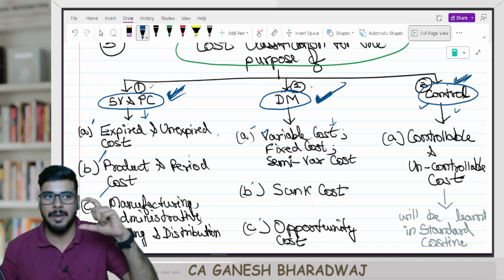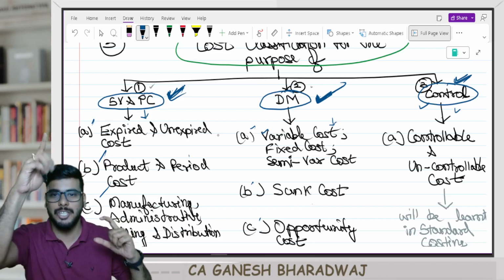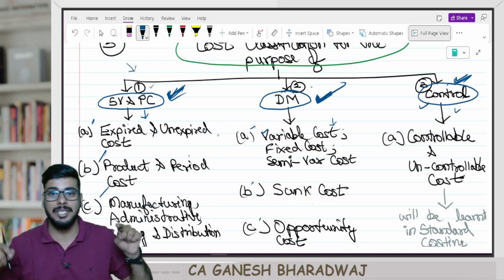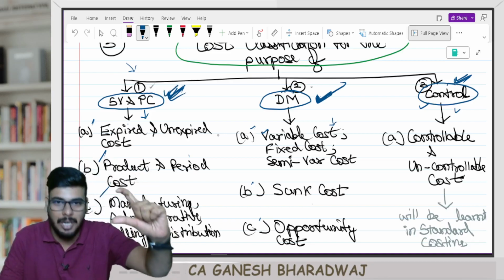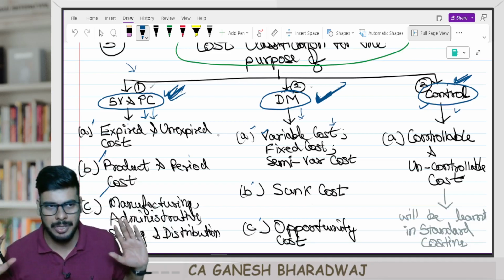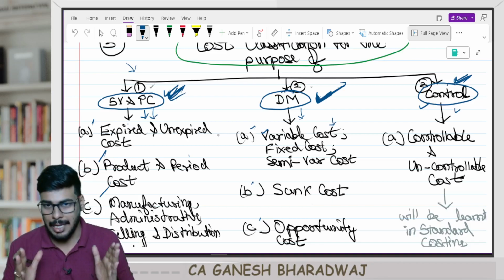That's why every time I take a concept, I will tell you what is the objective. I will redirect you to this particular tree, this particular branch, and I'll tell you, since this is the objective we are going to achieve, you look at cost from this perspective. If this is the objective we are going to achieve, look at cost from this perspective, and so on. Are you clear with this? Are you all able to understand this?